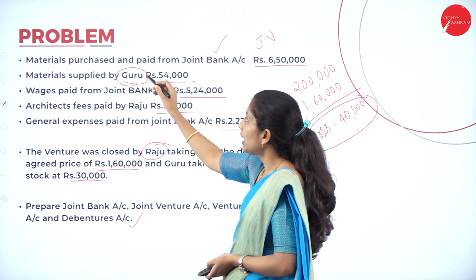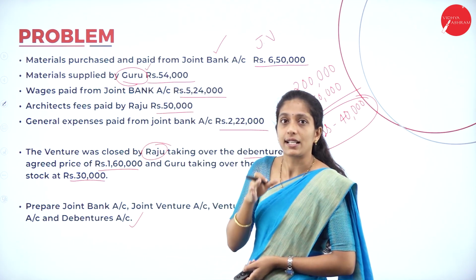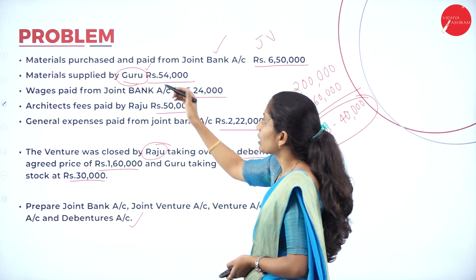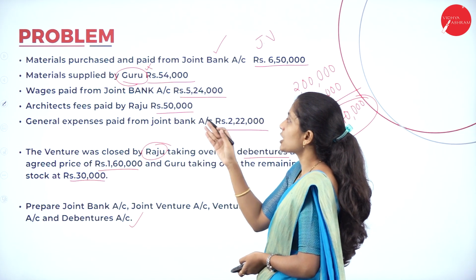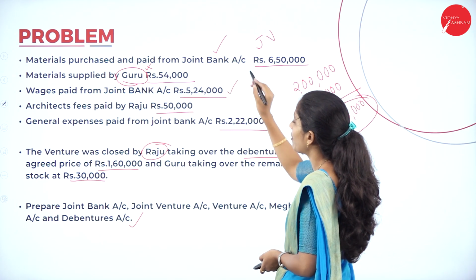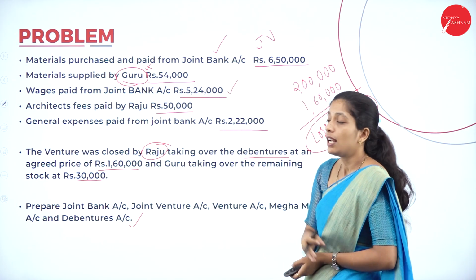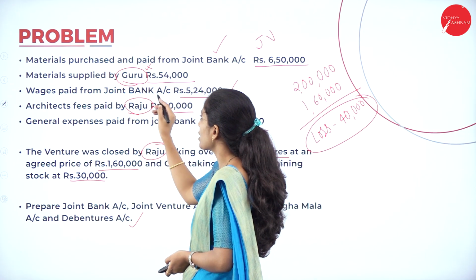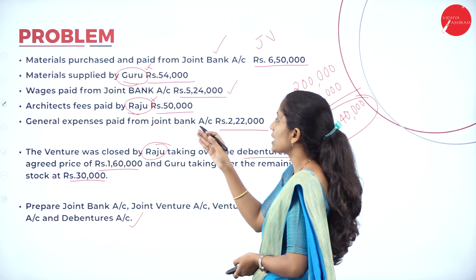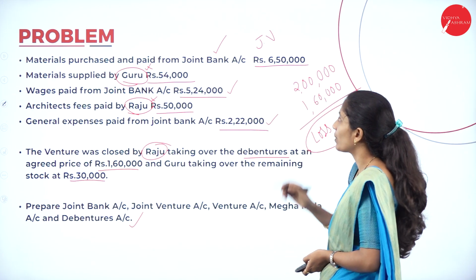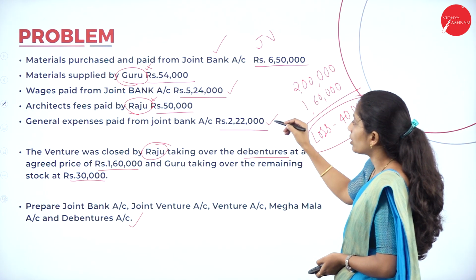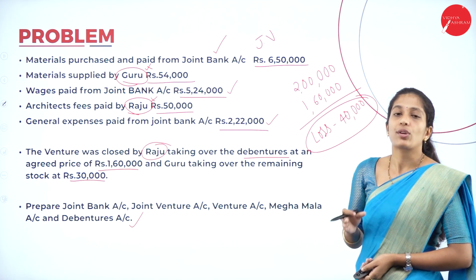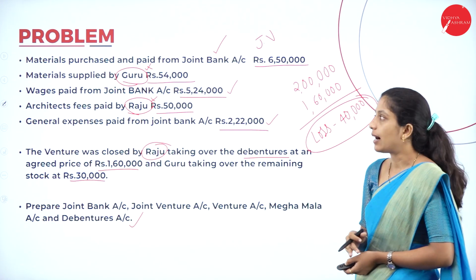Because it is undertaken by the party, that is Guru, right? So we shouldn't take it here. Next, wages paid from joint bank account. So we have to take 5,24,000. Next, architect fee paid by Raju. So he is a party, so no need to take. Next, general expenses paid from joint bank, 2,20,000. So we have to take all these three, where we are going to record in joint bank account.